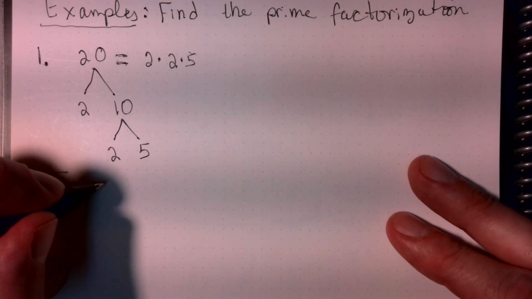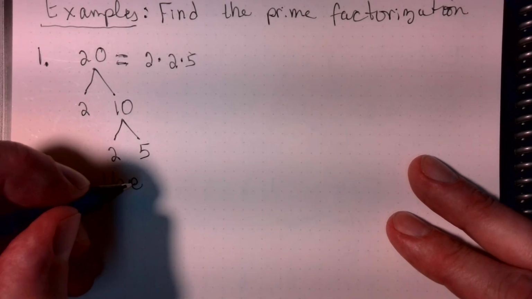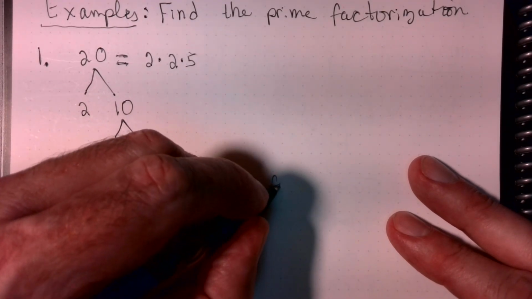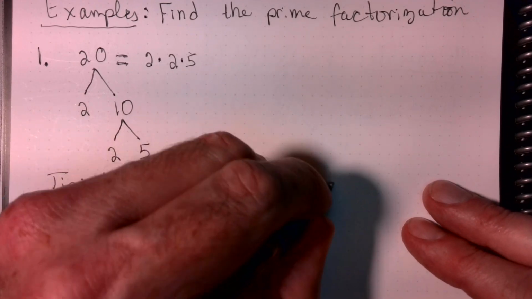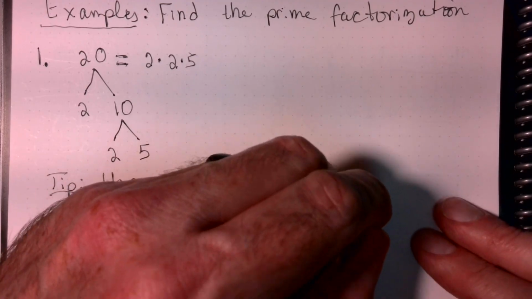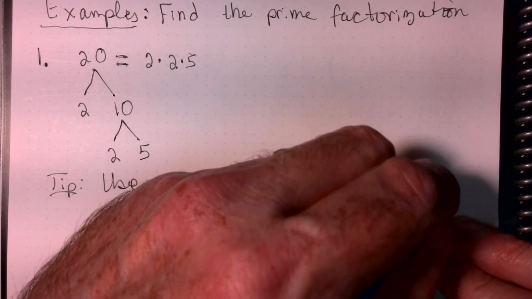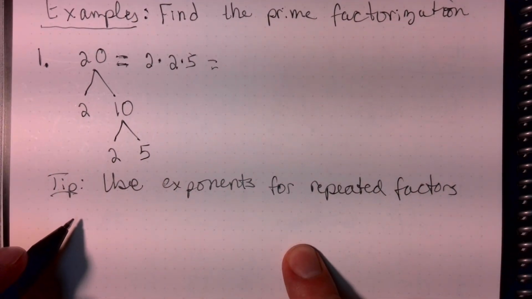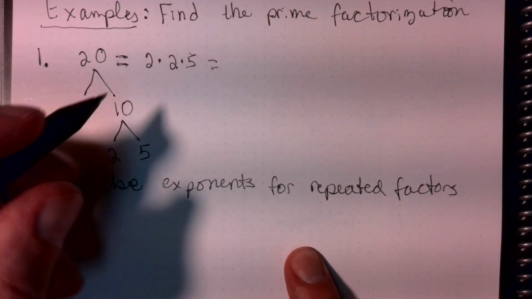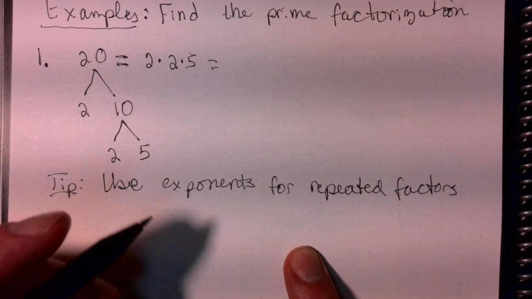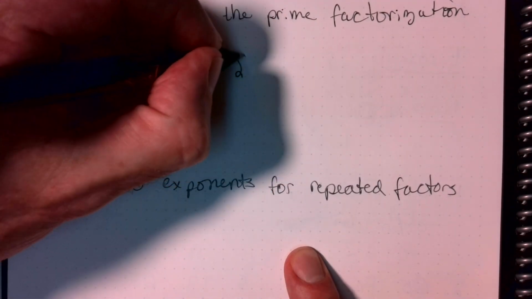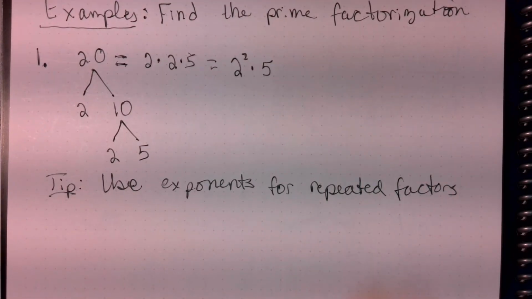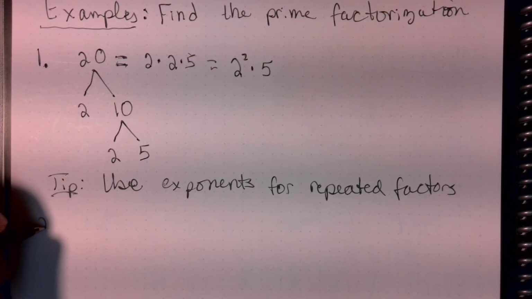Here's a pro tip. Use exponents for repeated factors. We'll look at more examples of using exponents in a second, but notice how the 2 is repeated. We would typically write 2 squared times 5. Okay, let's do a couple more.